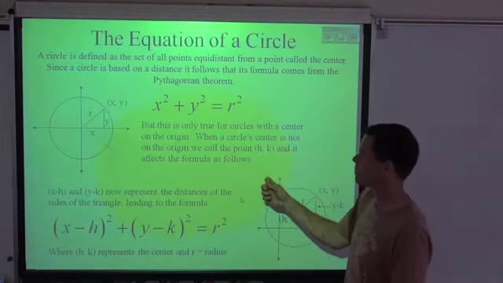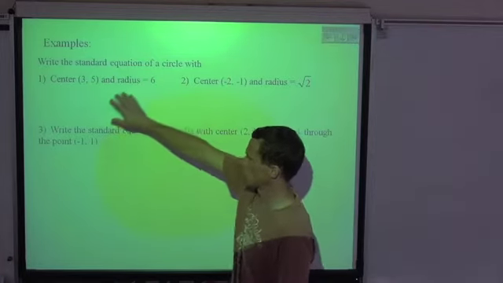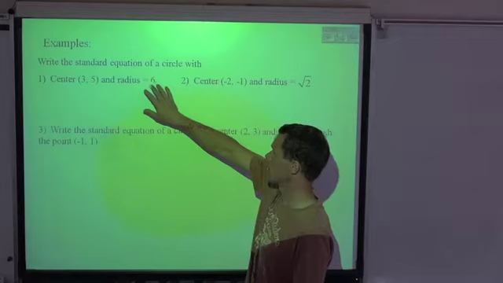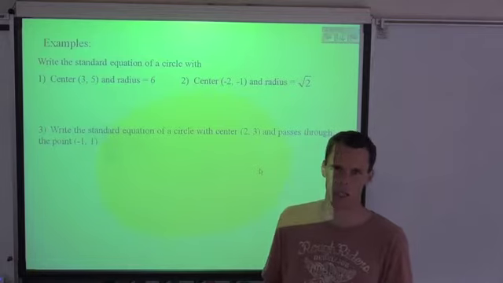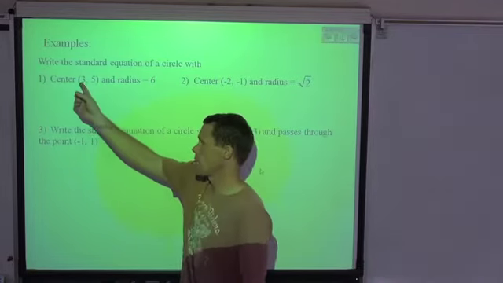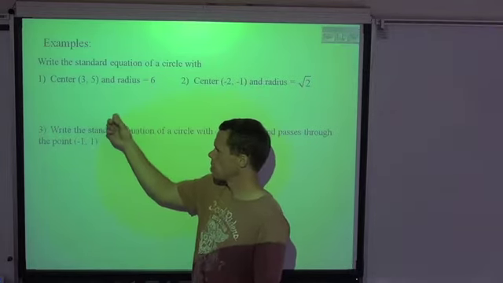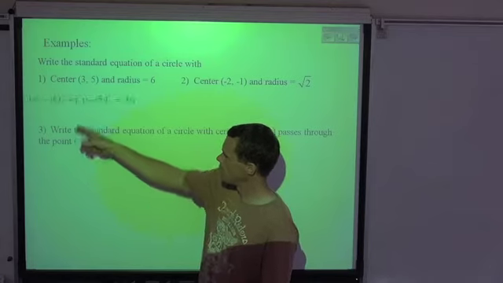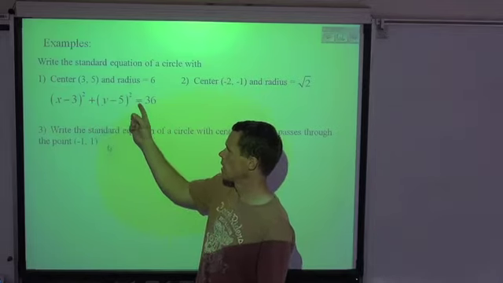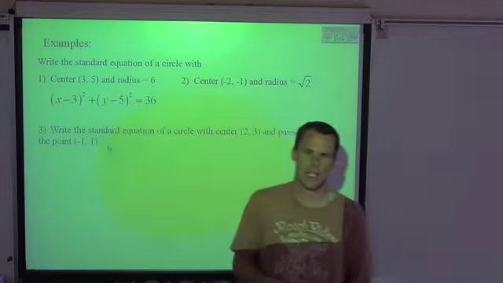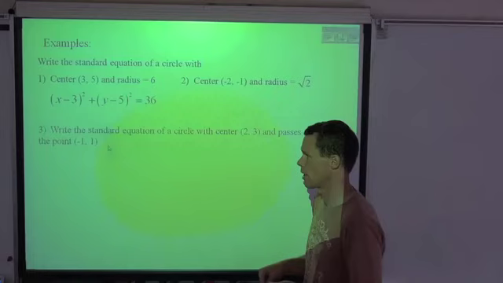Let's take a look at some examples. So, first we have, write the standard equation of a circle with the center (3, 5) and radius of 6. So this is just taking the basic equation and plugging in the things that we know. 3 is h, 5 is k, 6 is the radius. So we have (x minus 3) squared plus (y minus 5) squared equals 36. Notice I didn't leave 6 squared. I actually squared the number 6 and wrote 36 for r squared.